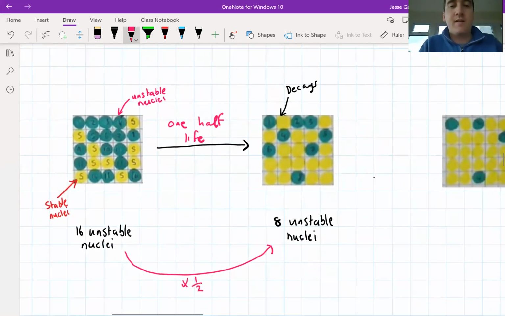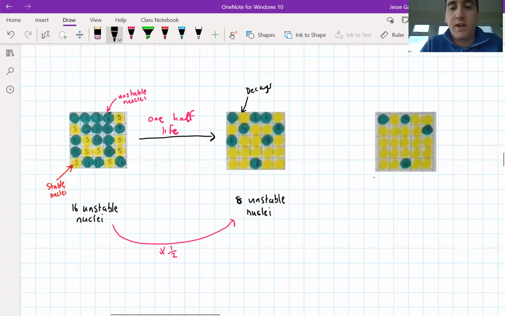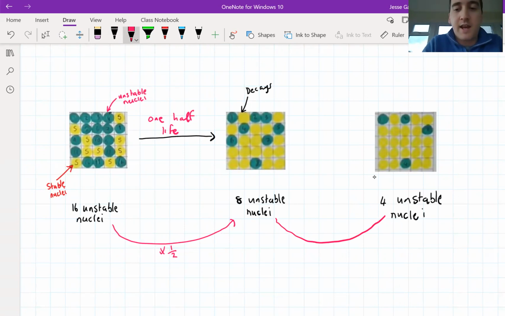So what if we wait again until the number of unstable nuclei halves again? Here in the third diagram, you can see that we've now gone to 4 unstable nuclei. So the number of unstable nuclei in this sample has halved again. We've taken 8 and we've times it by a half. So this amount of time again has passed, and this amount of time we call one half-life.